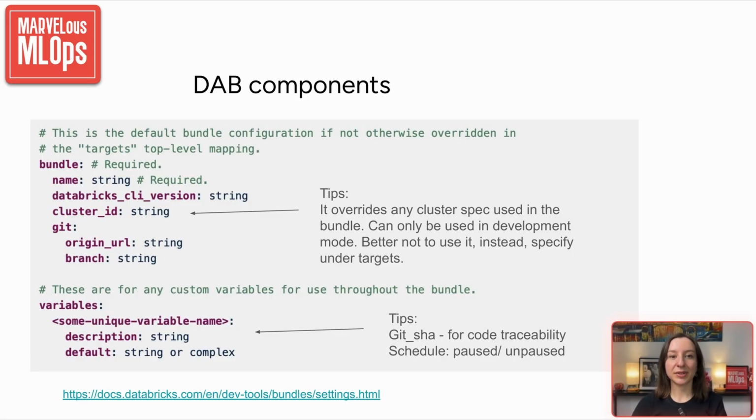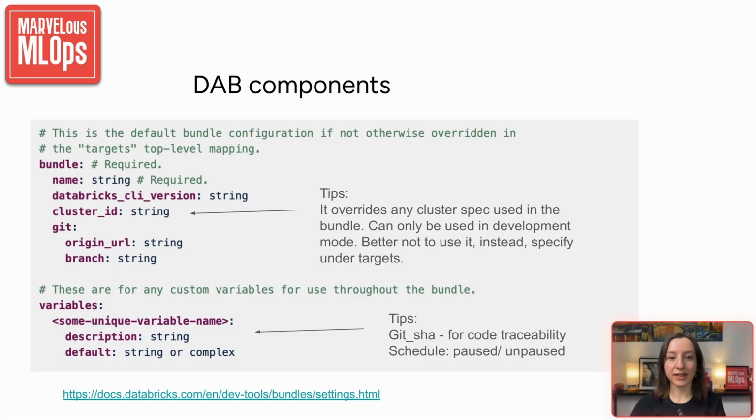Let's start with Databricks Asset Bundle components. Here is the basic structure of a DAB configuration file. The first section defines the overall bundle configuration: the name of the bundle, which is required, the Databricks CLI version, which specifies the CLI version being used, and you can also set the cluster by defining a cluster ID.